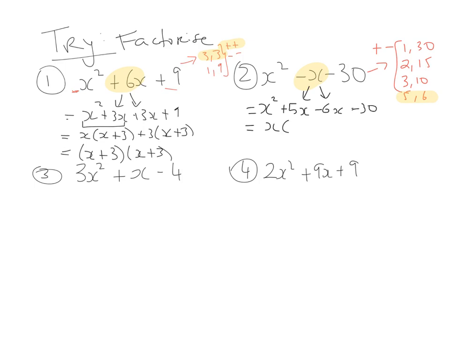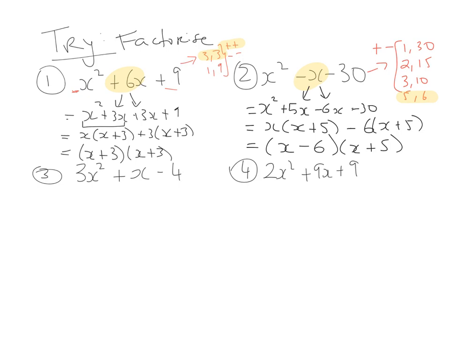So that's going to be x bracket x plus 5. Rewrite down my second bracket and say to ourselves, what times x gives me minus 6x? It's going to be minus 6. And then thankfully minus 6 by plus 5 also gives me minus 30. So our final answer is going to be x minus 6 bracket x plus 5.